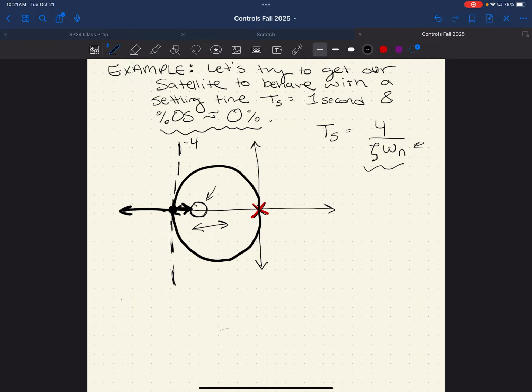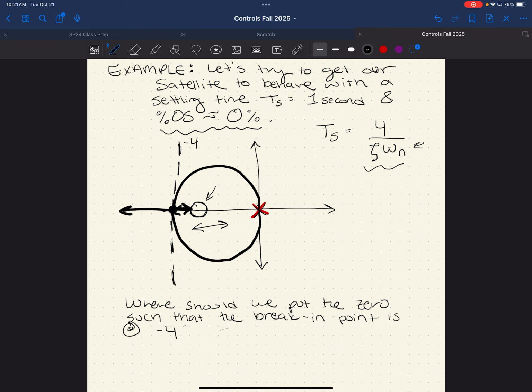Let's write out a note here. So, where should we put the 0 such that the break-in point is at -4?